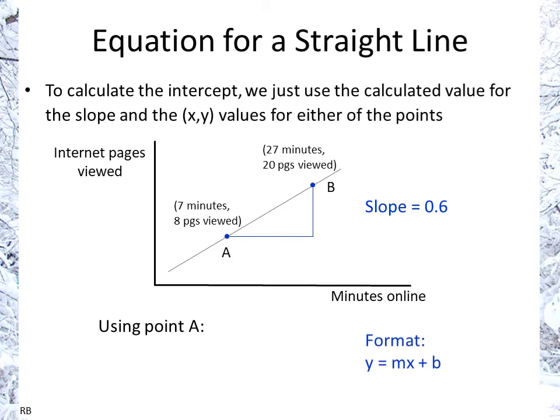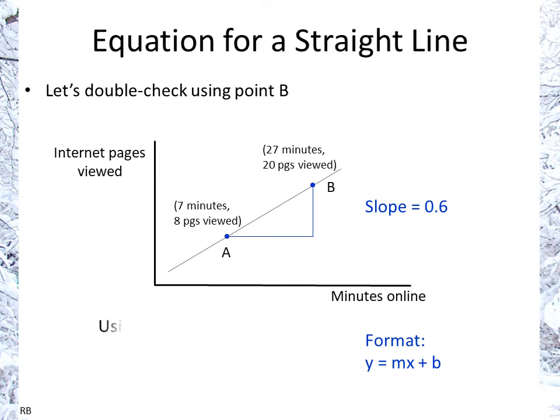Now we have the slope, which is 0.6. We calculate the intercept. We use the equation in the format we know, y equals mx plus b. Now we know m is the slope, 0.6, which we just calculated. We can use either of these 2 points. I'm going to use A. So then we have the values for x and y, and then all we need is b. Putting in the numbers for point A, we have 8, which is y, equals 0.6, that's the m, times x, which is 7 minutes, plus b. Rearranging, we have b equals 8 minus 0.6 times 7. That would be 8 minus 4.2, so b is equal to 3.8.